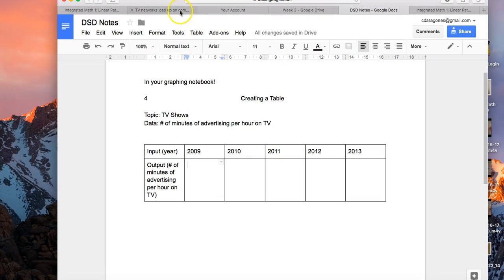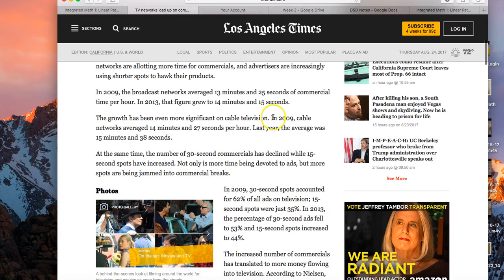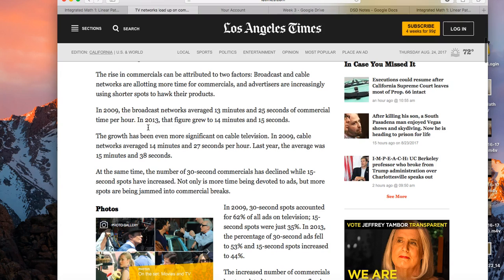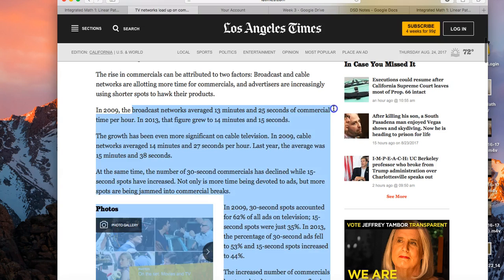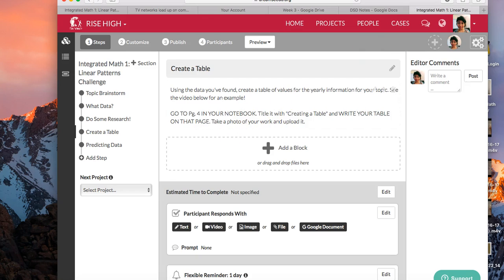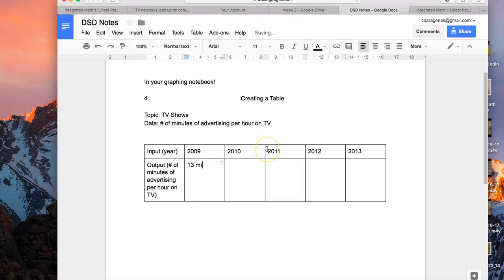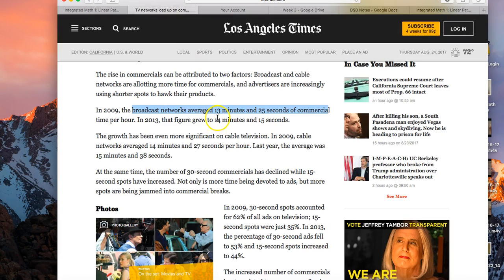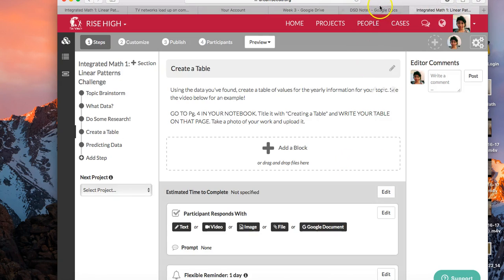So in my article that I found, it says that in 2009, there was broadcast. So I'm just going to look at broadcast networks. It says that they averaged 13 minutes and 25 seconds of commercial. So that's 13 minutes and 25 seconds. Again, I don't have data for 2010, 2011, or 2012, but I do have data for 2013. It says that there is an average of 14 minutes and 15 seconds.